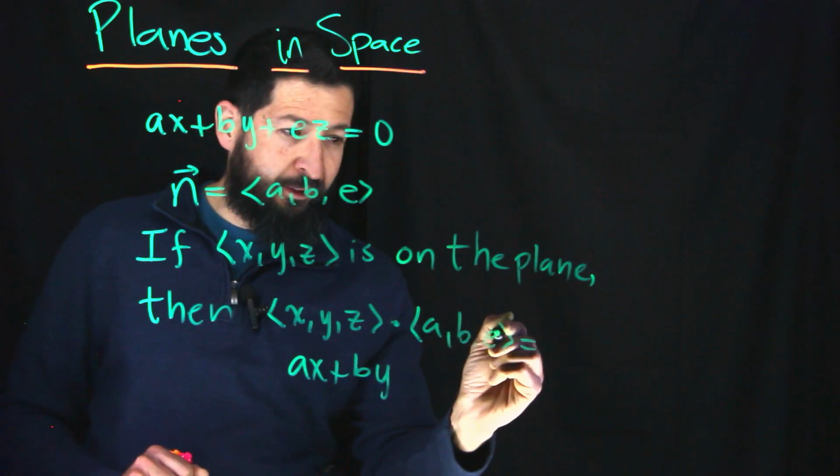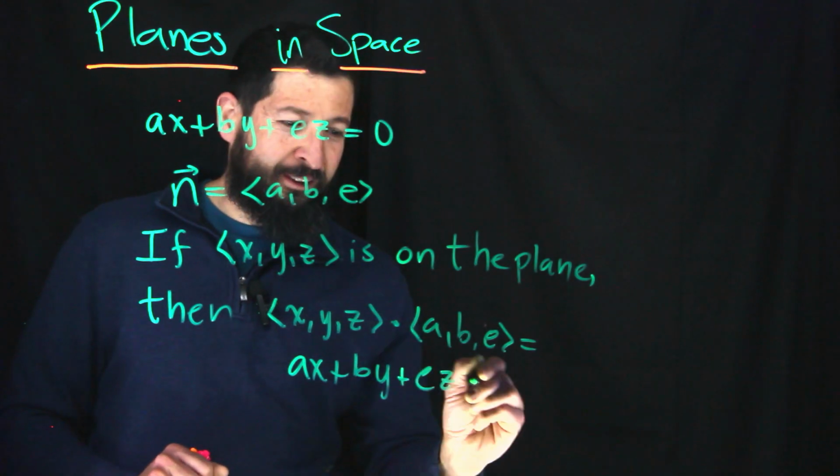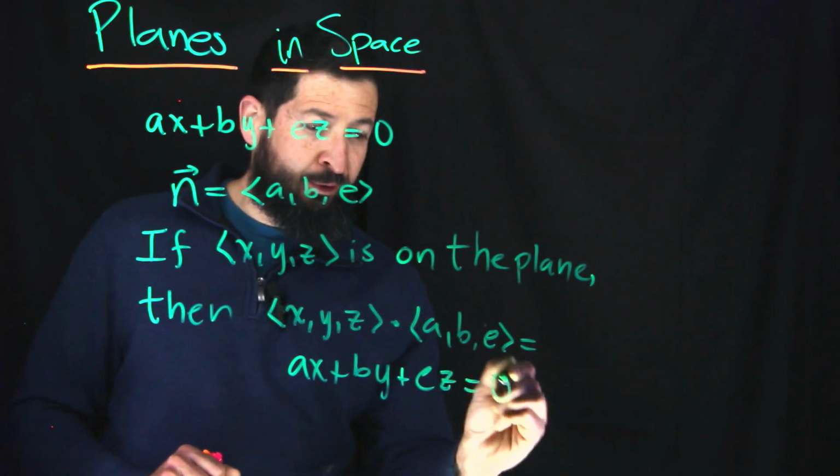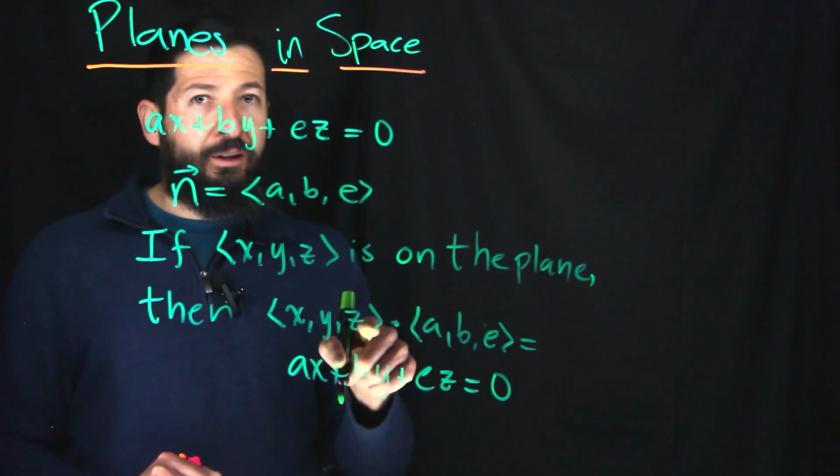Oh, I called it C now. E. Easy. Go easy on this. It is going to be equal to 0. And from what we have here, then these two vectors are orthogonal.